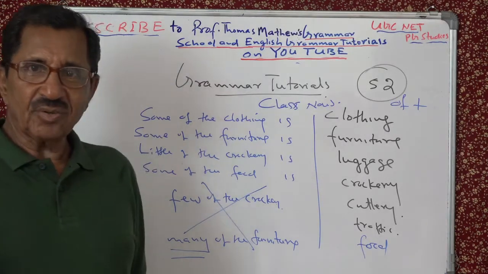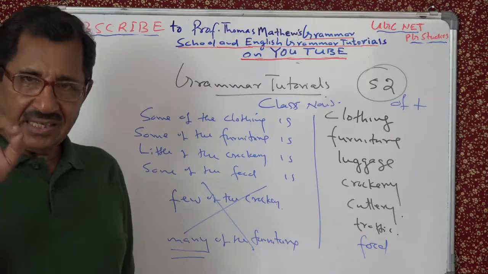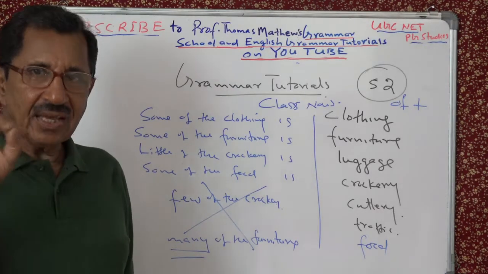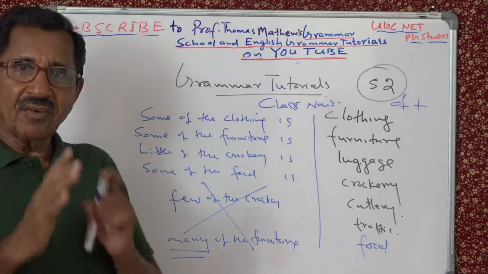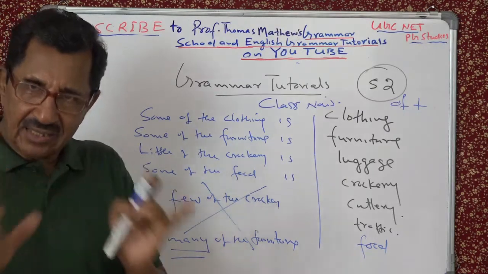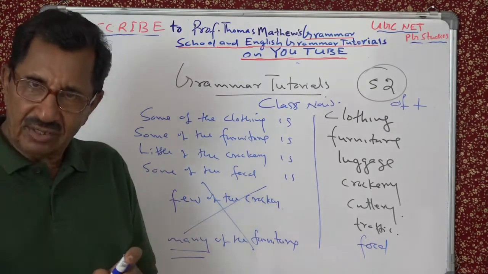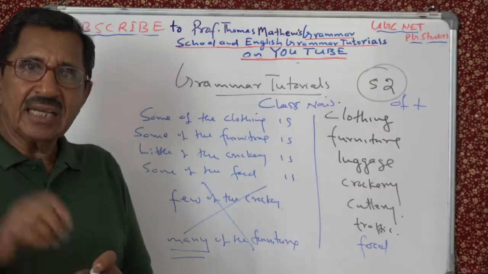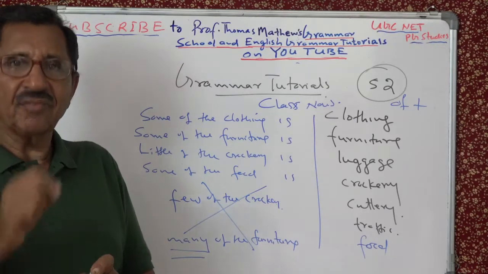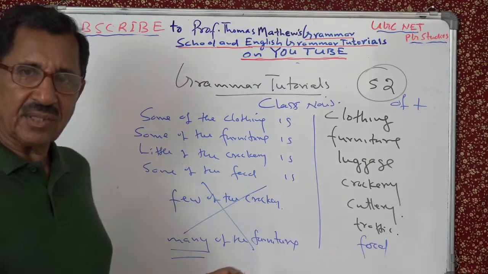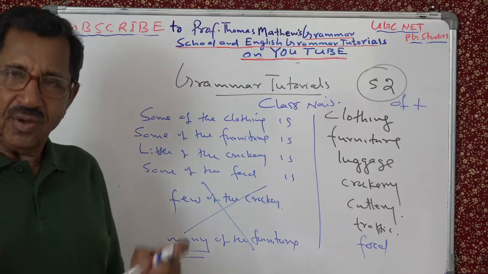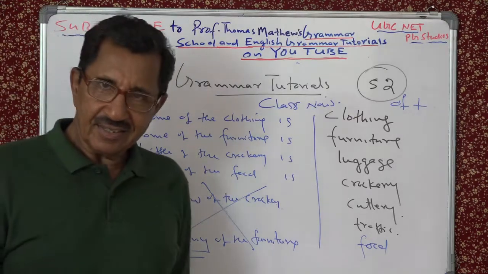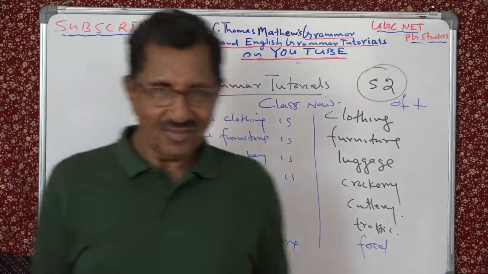Understand? So once again, and the last time I am repeating, of plus class noun is singular, and we should not use a word meaning number with that, as for example many, few, and so on. Clear? Fine.